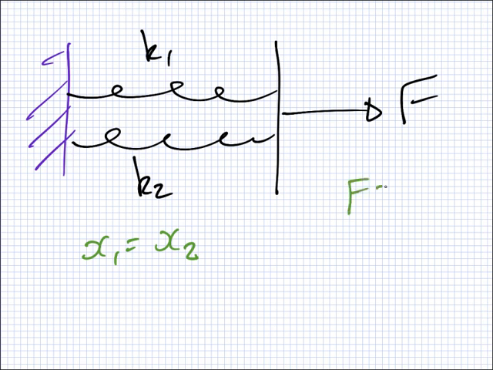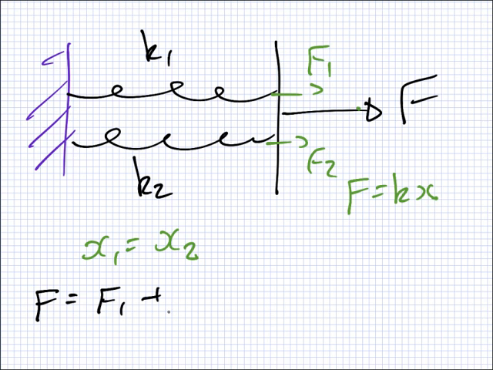Okay? And remember the formula F equals Kx. So what I can do is I can change this into F over K, isn't it? F over K1 equals F over K2. Oh, sorry, I know. This F here will be these two added together. So you have F equals F1 plus F2, which equals K1 x1 plus K2 x2.